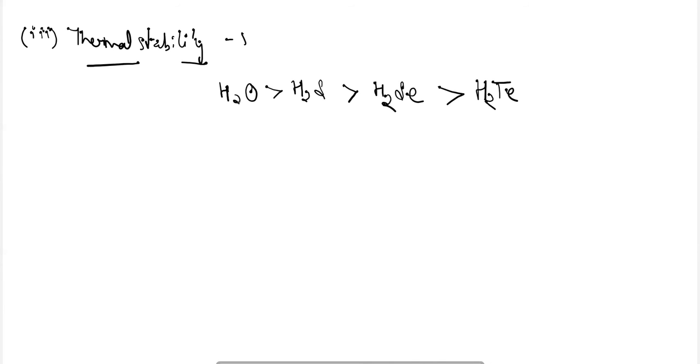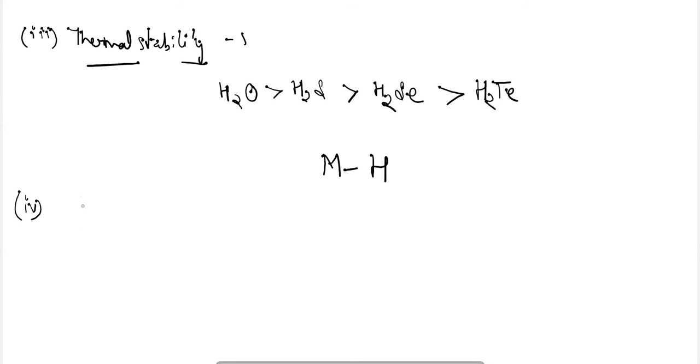For the hydrides of group 16 elements lower in the group, it will be easier to remove the hydrogen or to break the bond between the central atom and the hydrogen with a very low amount of heat also. Hence the thermal stability will decrease as we go down in the group. Water will be highly thermally stable, while hydrogen telluride will be the least thermally stable.